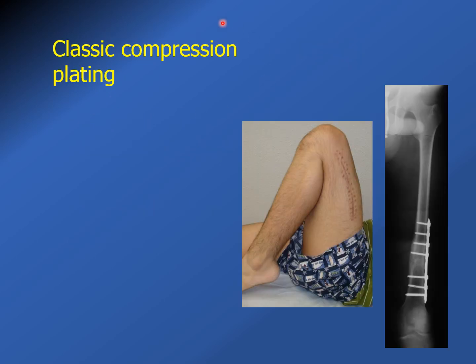This is the classic compression plating, which still gives a good result. You open through the fracture and you apply a plate and screws, and usually in most cases it gives a very good result. This is a good treatment if you don't have the facility of using intraoperative fluoroscopy, which is the C-arm. Also, there are some cases in which getting the reduction is extremely hard, and the only way to obtain the reduction is to open through the whole fracture. So this is the classic compression plating.